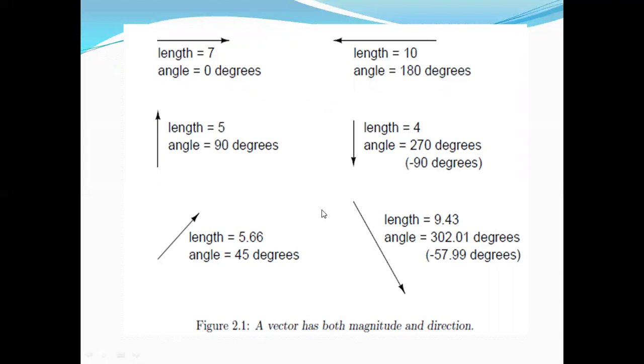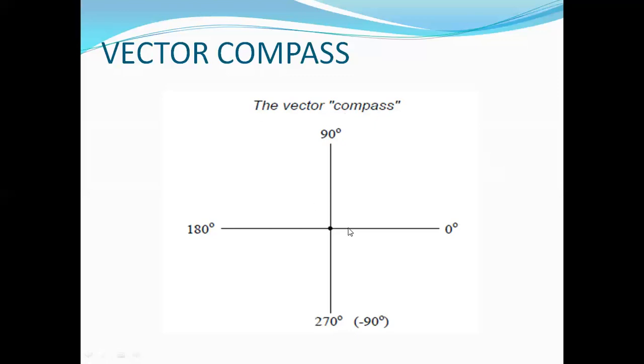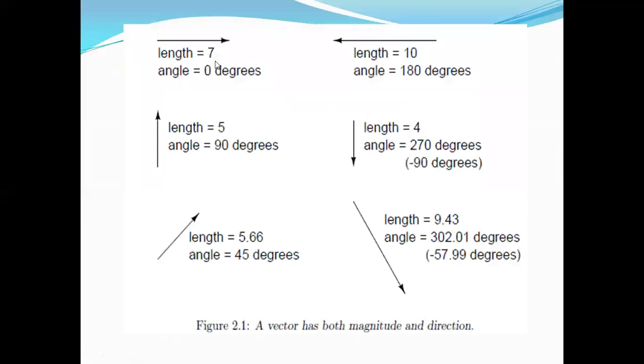Now, here the first vector is shown. Its length is 7, which means its magnitude is 7, and the angle is 0 degree, which means this vector lies on the x-axis itself, making an angle of 0 degree with the x-axis. So it coincides with the 0 degree axis, and its magnitude is 7. So here the magnitude is 7 and the angle is 0 degree.